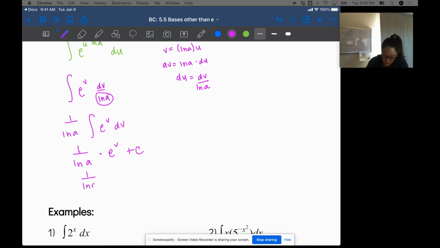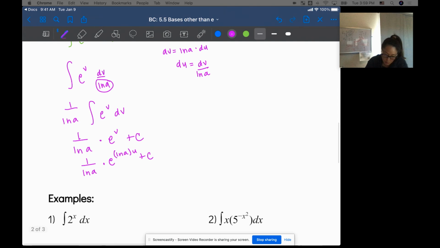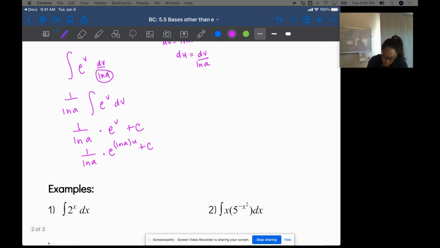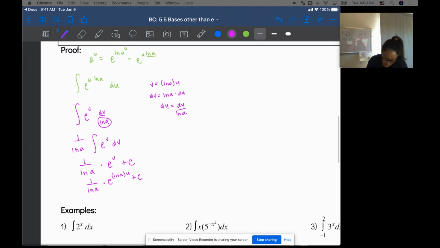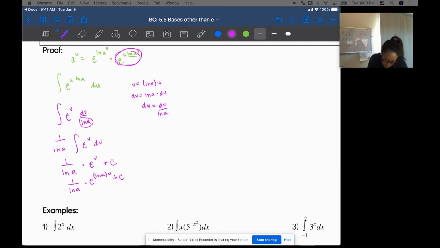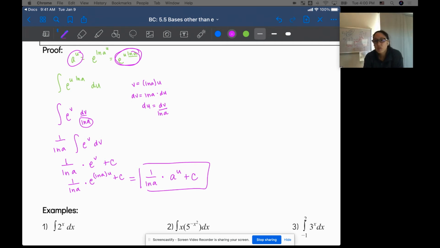So rewrite 1 over ln a times e to the ln a times u plus c, which then I remember that e to the ln a times u is the same thing as a to the u. So this is equal to 1 over ln a times a to the u plus c. Okay, again, I don't expect you to come up with these proofs. What I need you to do is remember the rules, but this is how we get them, okay?